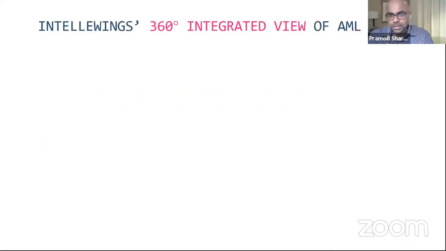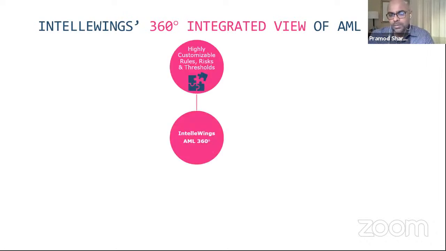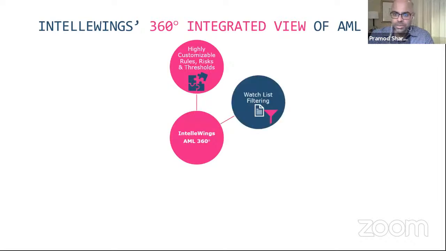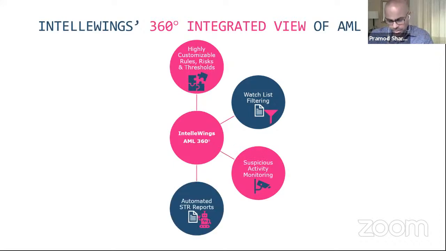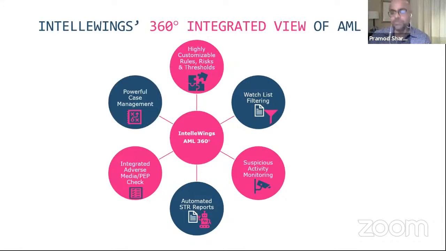So this is our solution. I'll just give a high level overview, then I'll try to relate the problem to the solution. So this is what we do. This is our solution on AML. We have a customizable rule engine, then watch list filtering, which is the sanction part, which Rajiv was talking about, then suspicious activity monitoring, auto generation of all reports which are needed by the regulators, and integrated adverse and PEP media check, which Rajiv was talking about, and then a case management solution for the compliance officer whom you are appointing for analyzing the things.